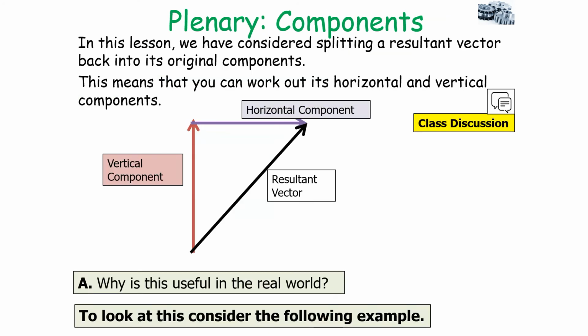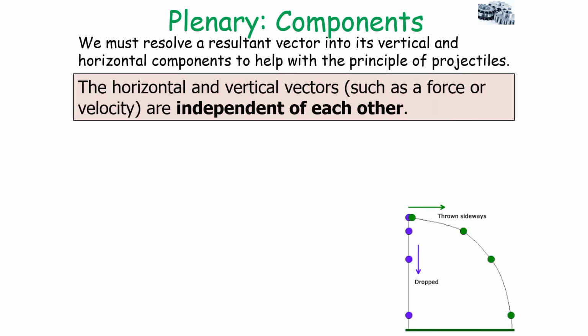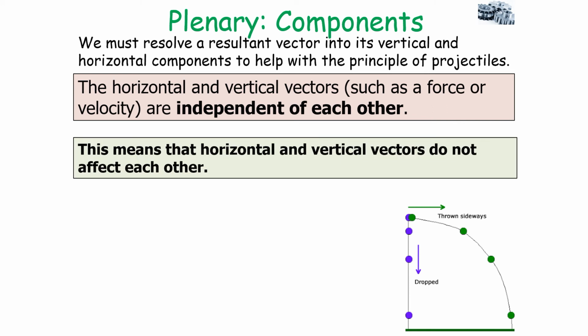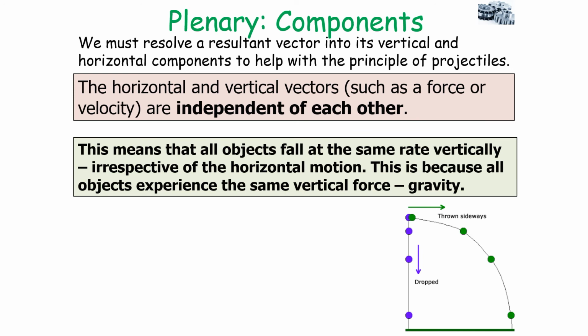So why is this example important in the real world? Well, we've got to resolve a resultant vector into its horizontal and vertical components to help with the principle of projectiles, which is the fact that horizontal and vertical vectors such as force or velocity are independent of each other. This means that horizontal and vertical vectors do not affect each other, which is a reason why all objects fall at the same rate vertically, irrespective of their horizontal motion, because objects experience the same vertical force, gravity.